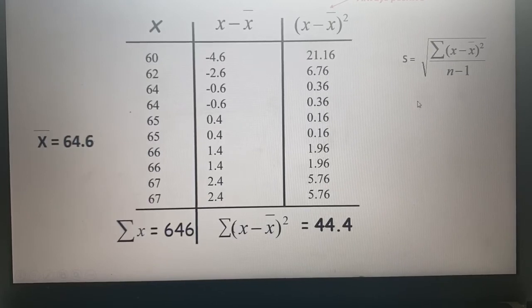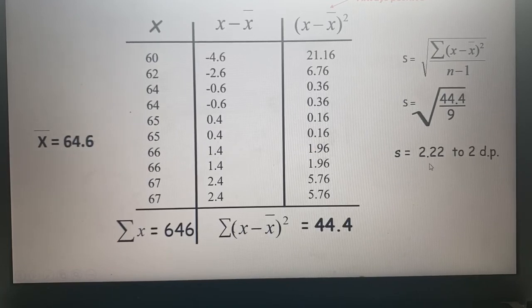N minus 1 is 9, so we get the square root of 44.4 over 9, which to 2 decimal places is 2.22. So it's just about practicing applying that formula, practicing these tables, and being able to accurately work through the table to get your answer at the end. So let's look at an example where it's in context.